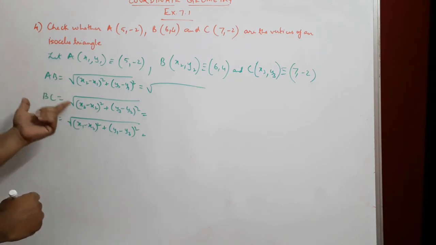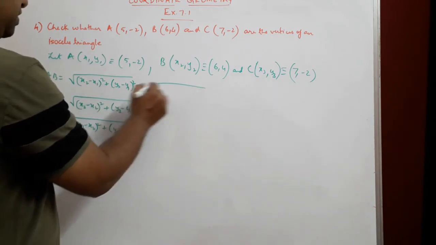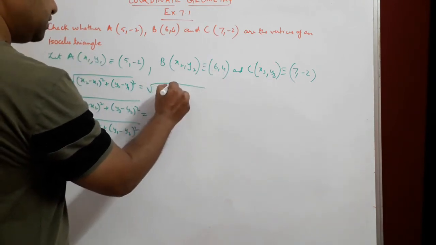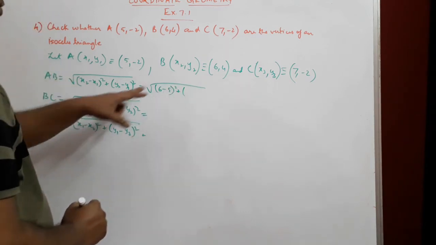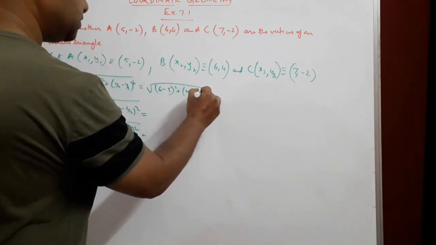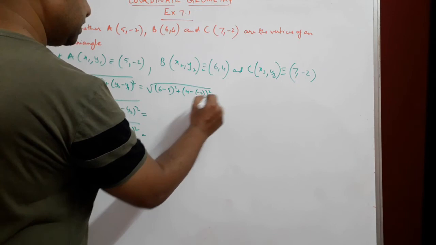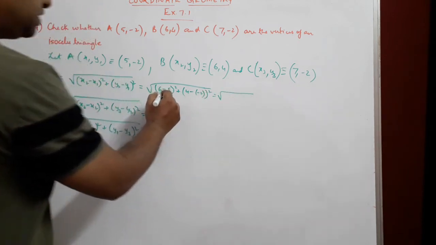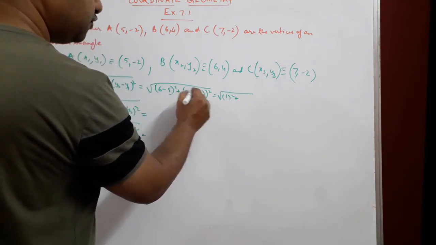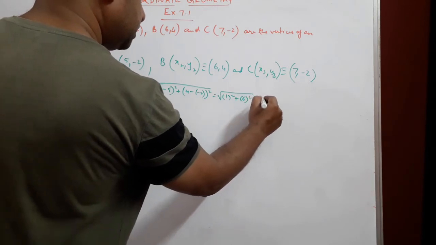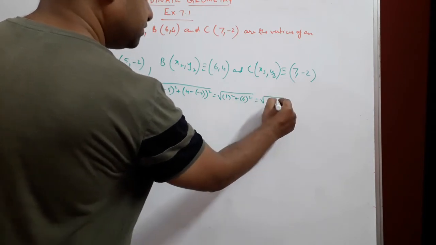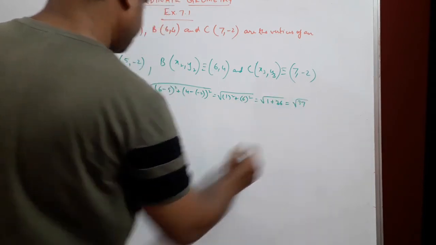So let's find out AB first, then we'll go to BC and then we'll go to CA. AB: x2 is 6, 6 minus x1 is 5, minus 5 whole square plus what is y2? y2 is 4 minus y1 is minus 2. Whole thing is raised to square. That would be 6 minus 5 gives us 1 whole square plus minus and minus will give us plus. So 4 plus 2 gives us 6 whole square. 1 whole square gives us 1, 6 whole square gives us 36. That gives us root 37.